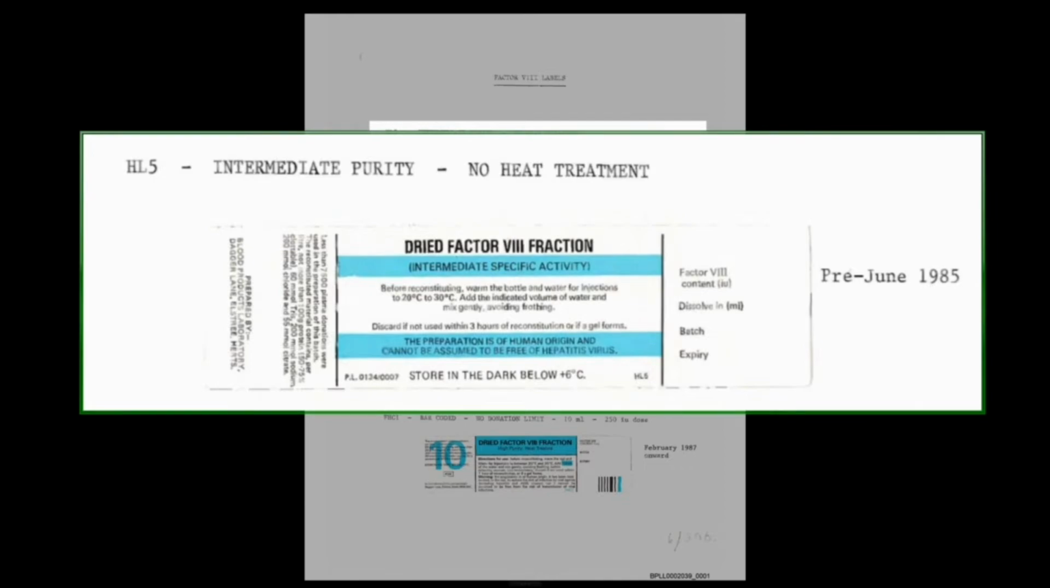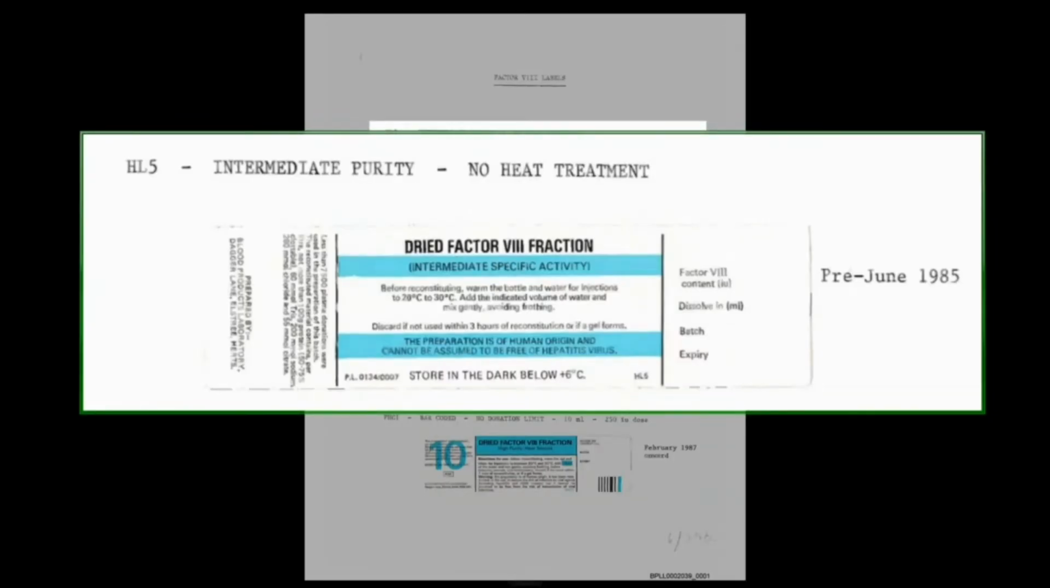First of all, can you see that? Yes, I can see it. I can also see just below it, on the right hand of the centre panel, the designation HL5. So the nature of the label is defined there. That is the line that says store in the dark below +6 degrees C, to the right of that there is a designation HL5, and that's where the typescript above derives.